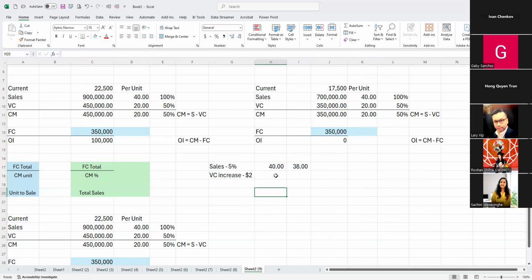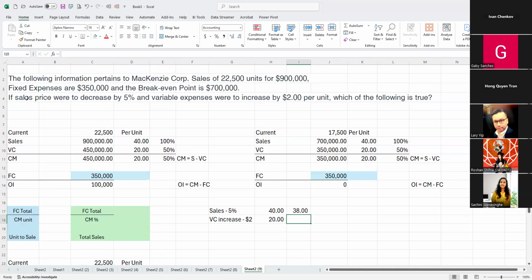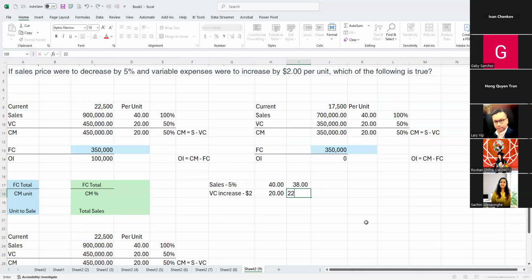Now the variable cost goes from 20 up. It's an increase. What will be the new variable cost? 22. So the sales price decreases and the variable cost increases. So now that will be 22.